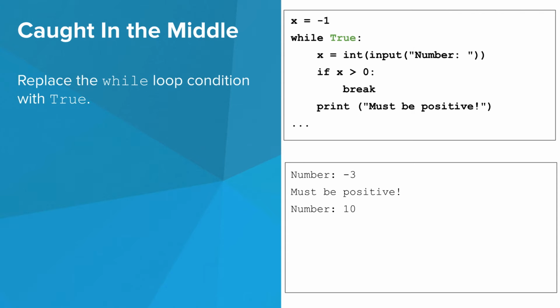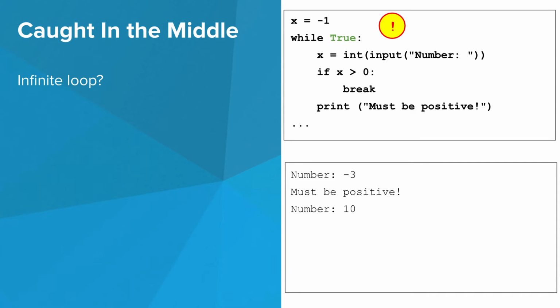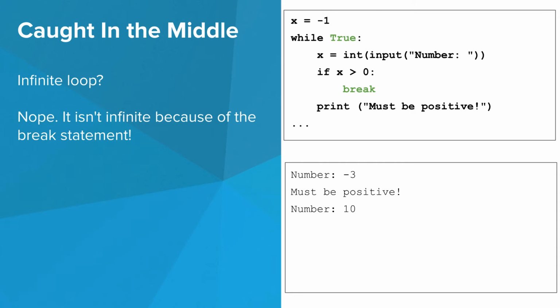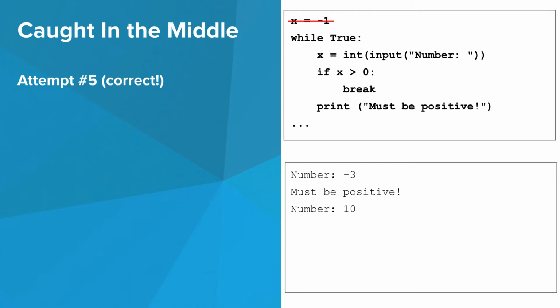In this situation, we can actually replace the while loop condition with true. Since true will always evaluate to true, the while loop will never decide that it is finished based on its condition. Usually, this is a dangerous thing to do since the loop could go on forever. In this case, however, we can trust that the break statement will eventually cause the loop to stop. We can also get rid of the initial assignment to x, since we will assign to it as soon as we enter the while loop.